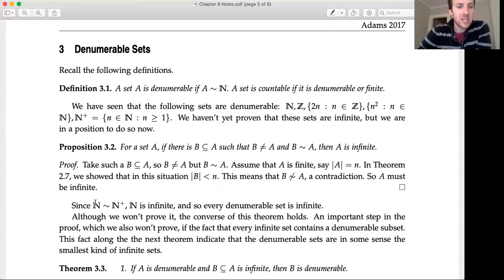So what this means is that the natural numbers, we proved that it's equinumerous to the even numbers, the odd numbers, N plus, all the numbers except for 0. So there are a lot of sets you can find inside of N, which are proper subsets, but still denumerable, still equinumerous to N. And so that shows that the natural numbers are infinite.